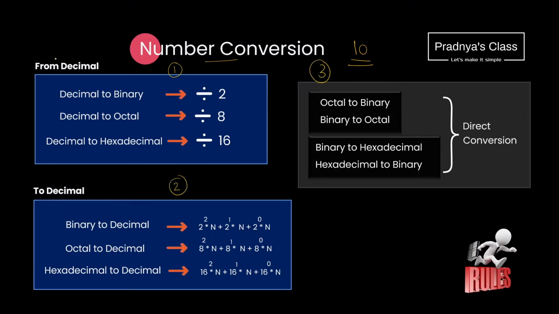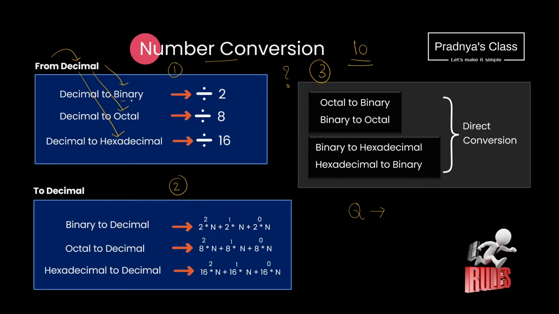The first set in which you need to convert the number from decimal to other number system. So from decimal to binary, from decimal to octal and from decimal to hexadecimal. So whenever you see any question on number conversion, first you will figure out to which set it belongs.